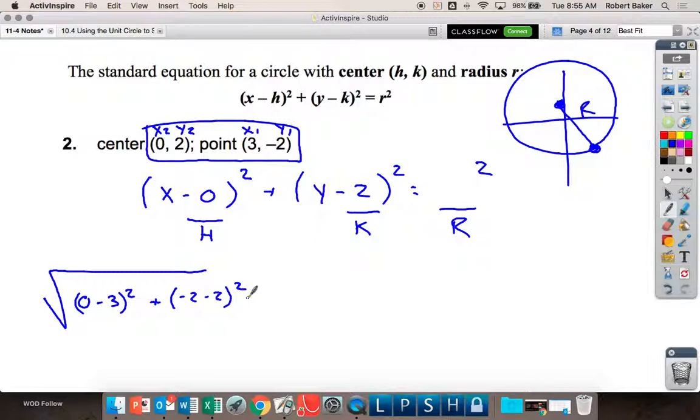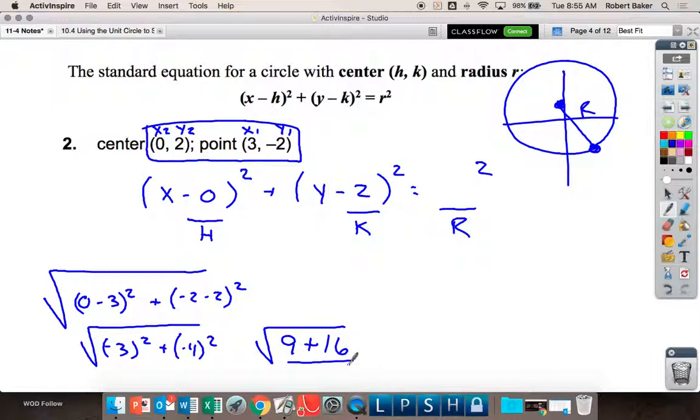So 0 minus 3 is negative 3 squared plus negative 2 minus 2, negative 4 squared. So keep mathing inside the radical. Negative 3 times negative 3, 9, plus negative 4 times negative 4, 16. Add 9 and 16 together. 25. And then the square root of 25 is 5. So your radius is 5. Using the distance formula to find the distance from the center of the circle to the outside of the circle. So all that work to figure out what is our r value? 5.